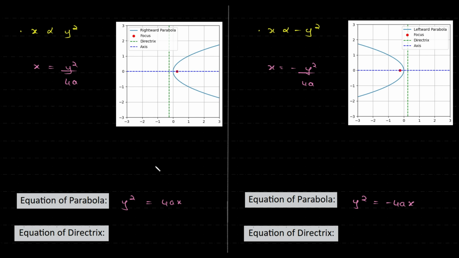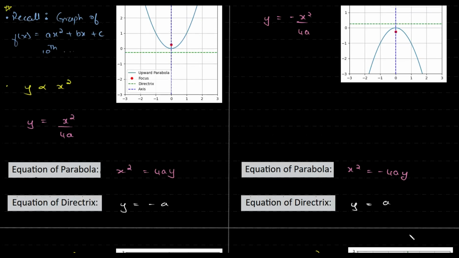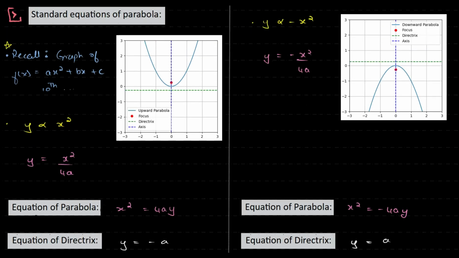This is a line parallel to y-axis. So this is x is equal to a constant. Since it is to the left, it has to be minus a. This is a line parallel to y-axis again. So x has to be equal to a constant. This is to the right of the origin. So this has to be plus a. And that's how you recall and understand these equations.